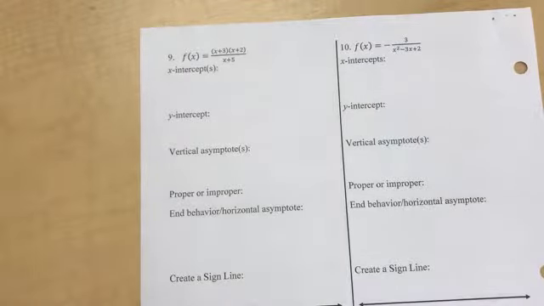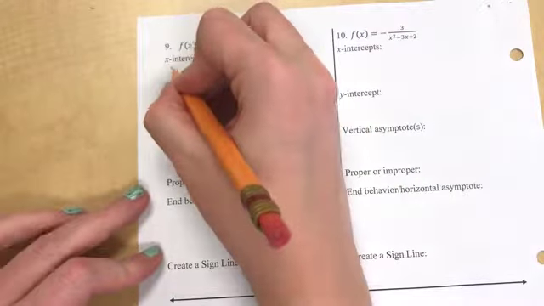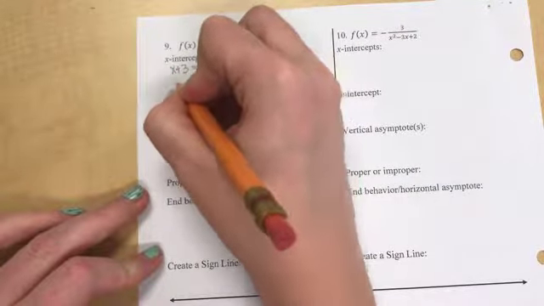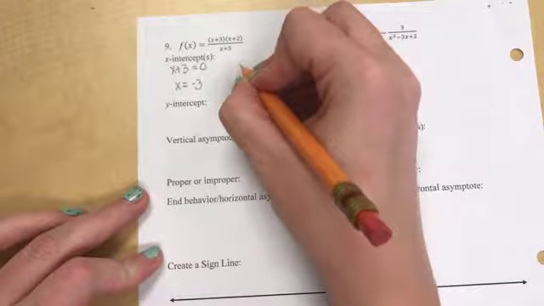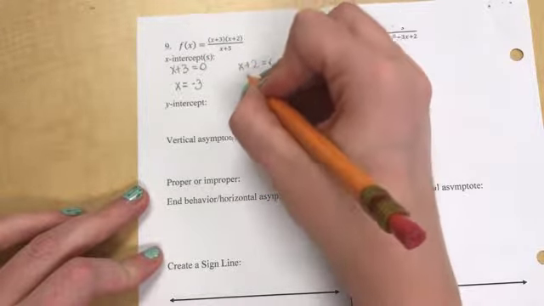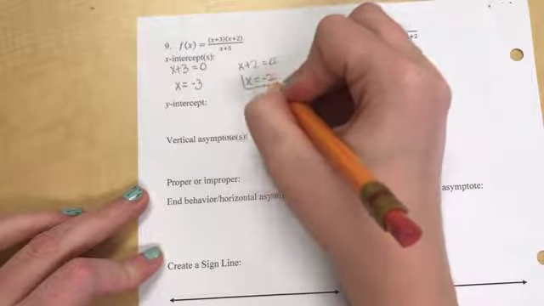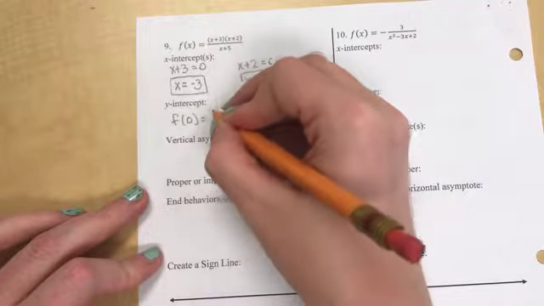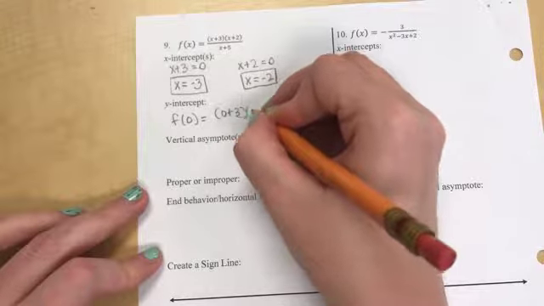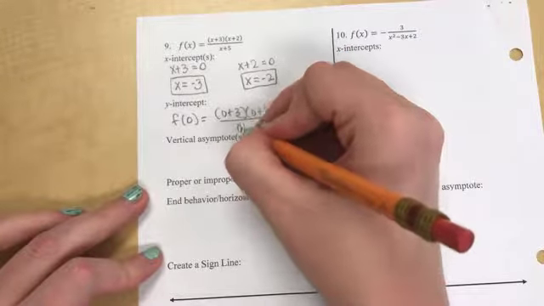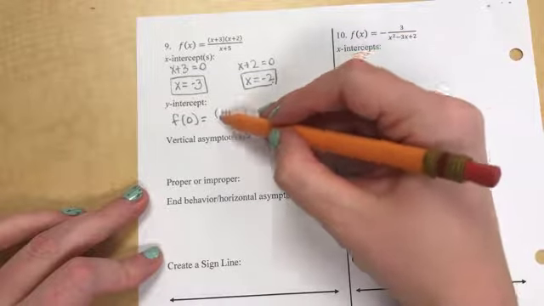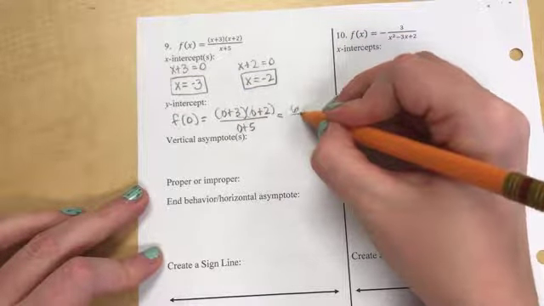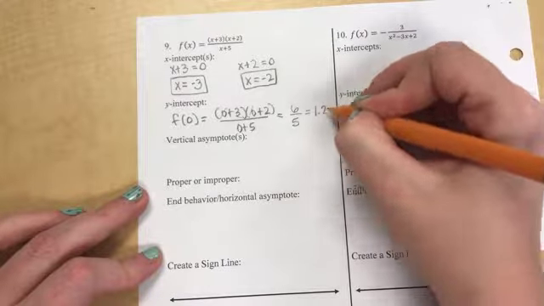When I come over to number 9, this one is improper where the top is bigger than the bottom. To find the x-intercepts, I want to know where is x plus 3 equal to 0. That happens at x equals negative 3. I want to know where is x plus 2 equal to 0. That happens when x equals negative 2. My y-intercepts happen when x equals 0. Replace all the x's with a 0. When I simplify this, the top, the zeros don't really do anything. 3 times 2 is 6. On bottom is a 5. That gives me a 1.2.